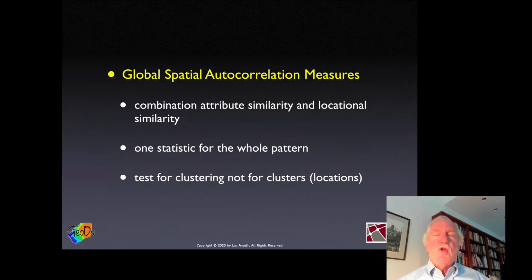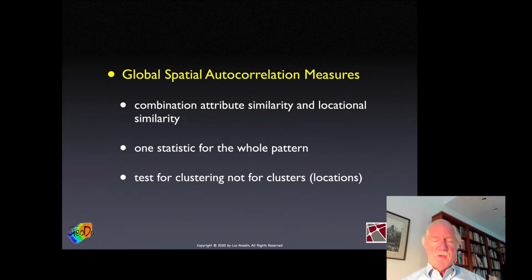Very important, and that's why I stress the contrast between global and local: a global statistic is one statistic for the complete pattern. So the global statistic is a test to reject the presence of spatial randomness in favor of clustering or negative spatial autocorrelation, but it does not identify clusters. And that's important to keep in mind before we move into local spatial autocorrelation statistics.